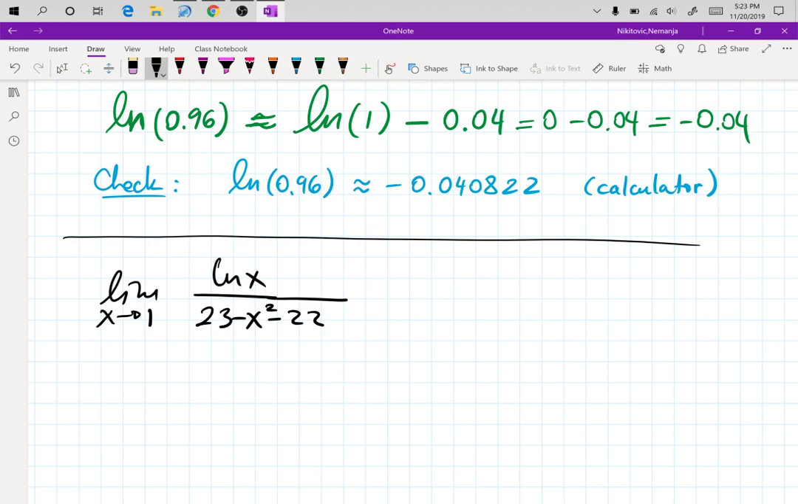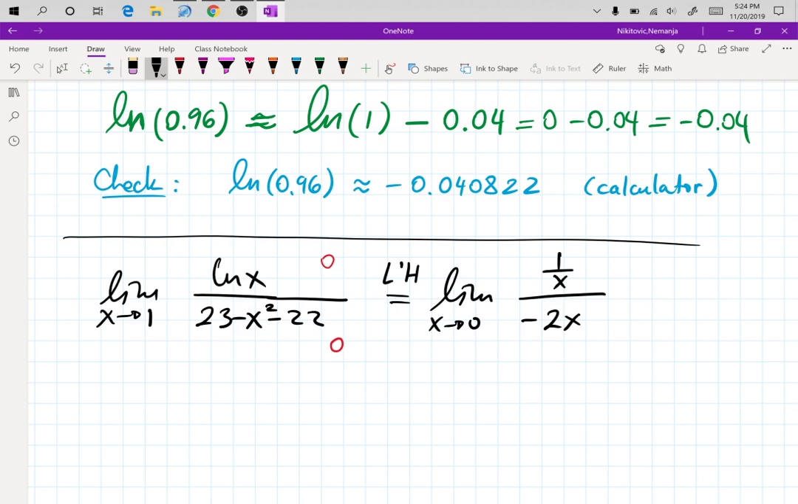Okay. So what do I have? When I plug in 1, ln of 1 is 0. And when I plug in 1, 1 squared is 1. So 23 minus 1 is 22. Minus 22, we have 0 over 0. So because we have 0 over 0, we can immediately hit this with L'Hopital's rule. The derivative of ln x is 1 over x, and the derivative on the bottom is negative 2x, because the derivative of 23 is 0 and the derivative of 22 is 0. Those are just constant numbers. The only derivative we worry about is negative x squared, which is negative 2x.